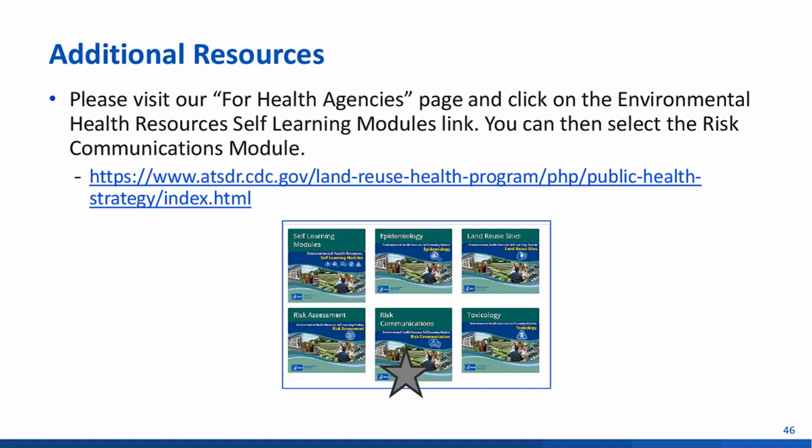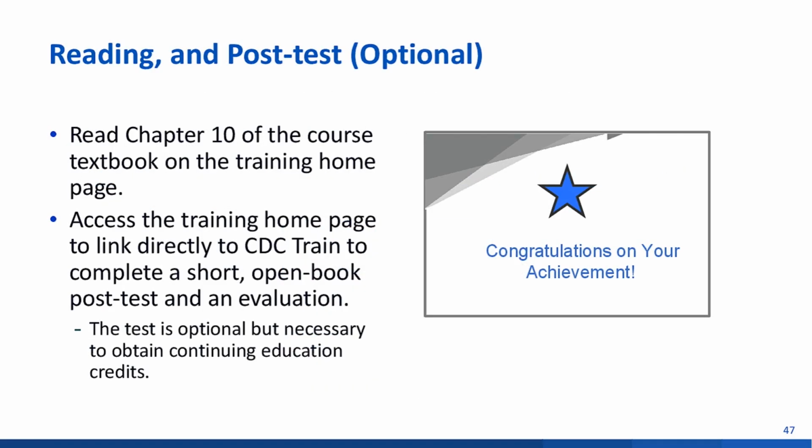You can access ATSDR's for Health Agencies page on the Land Reuse website and click on the Risk Communication module. The page is available at https://land-reuse-health-program/PHP/land-health-strategy/index.html. The reading that supplements this training is Chapter 10 of the free course textbook, Land Reuse and Redevelopment, Creating Healthy Communities. The book is available on the training homepage.